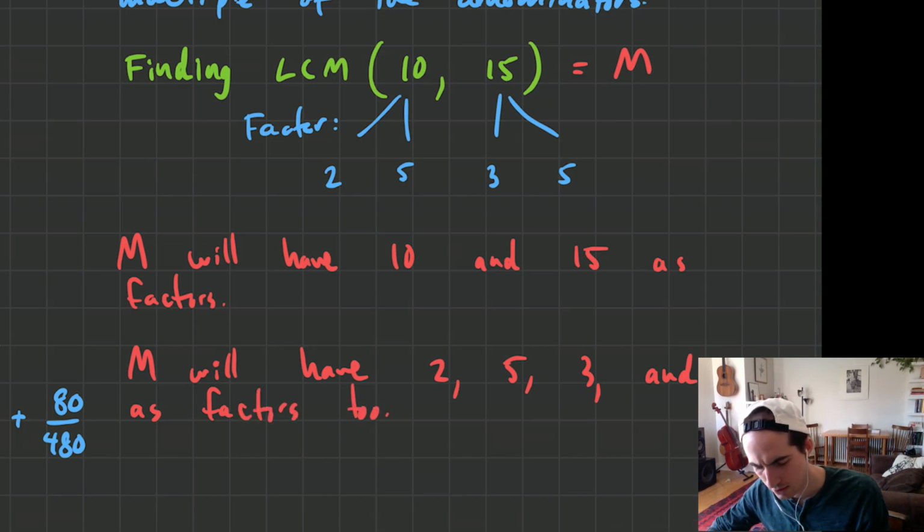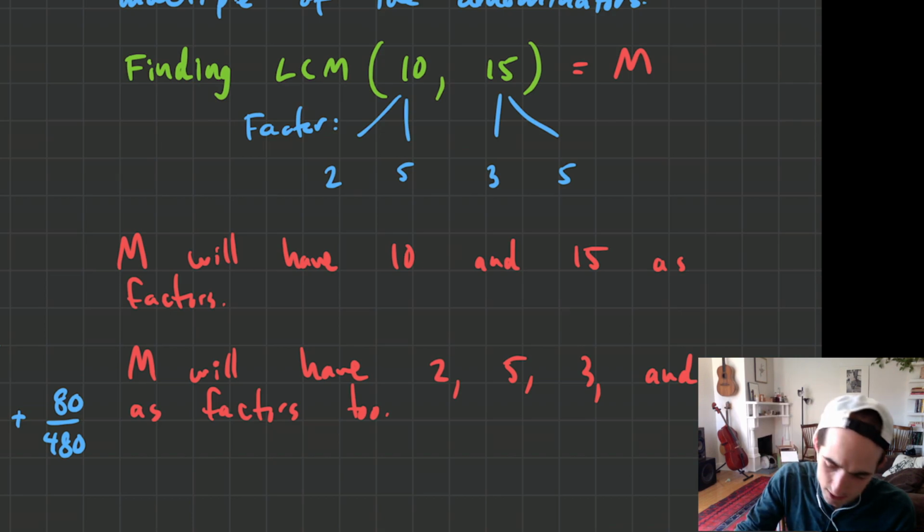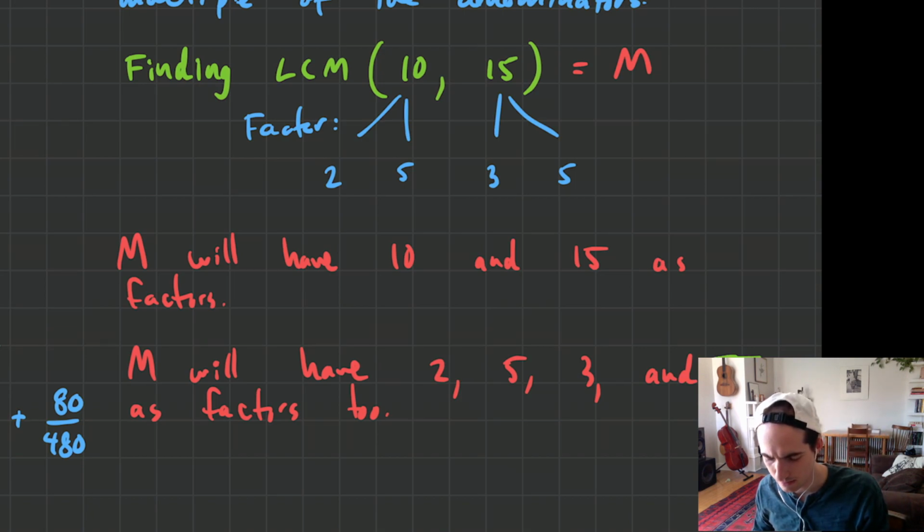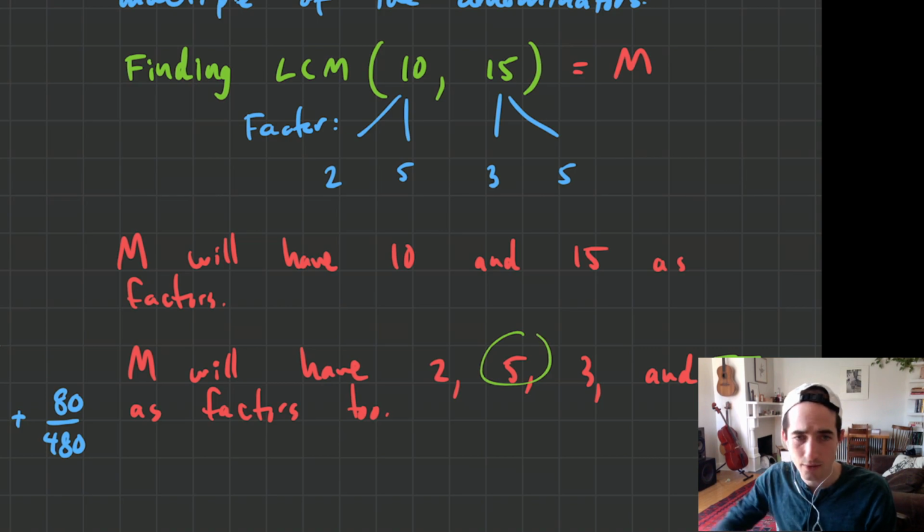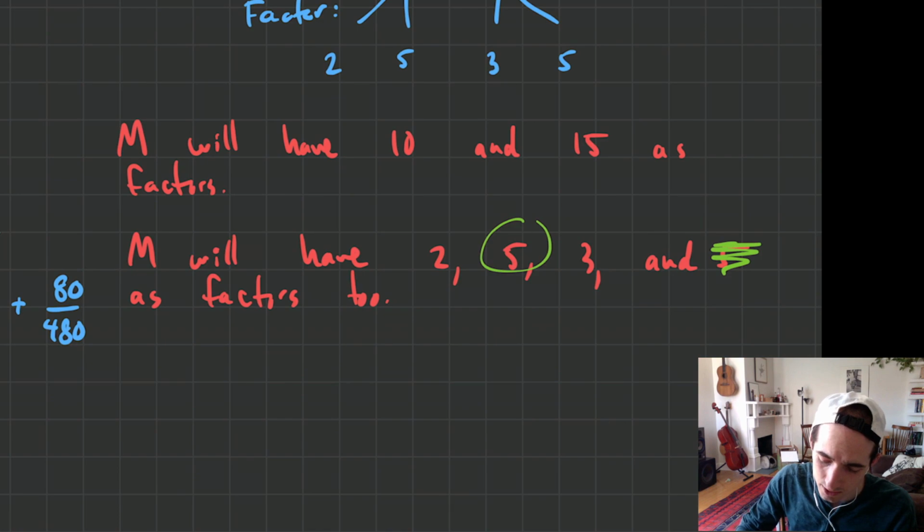Okay? 2, 3, 5, 2, 5, 3, and 5 as factors, right? But look at this. I've given you some redundant information. I already said that 5 was a factor, right? It's right here. So I don't have to include it twice. So that's how we find the least common multiple.